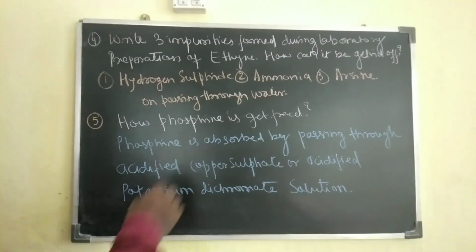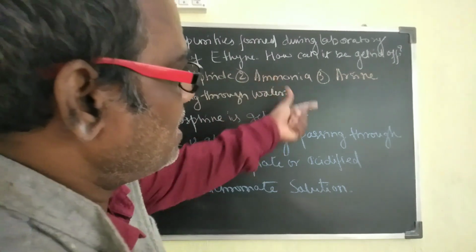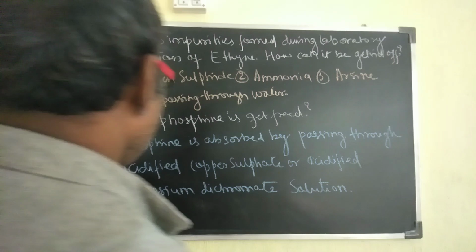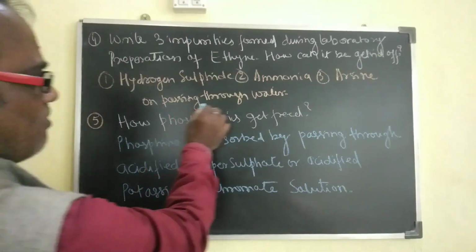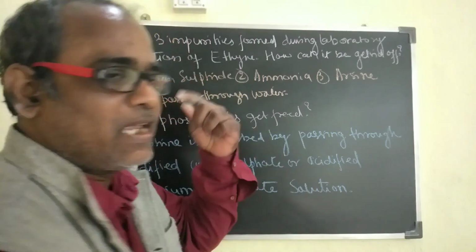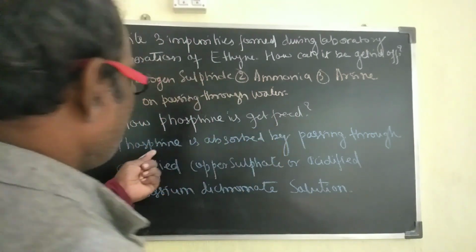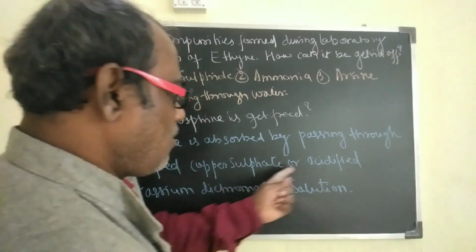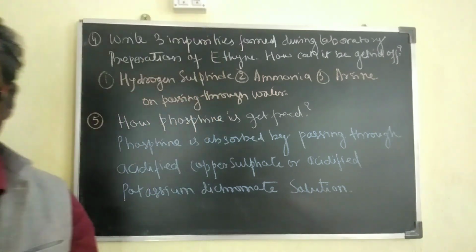During the laboratory preparation of ethyne, we get a lot of impurities, out of which hydrogen sulfide is there, ammonia is there, and arsine is there. Of course, phosphine is also there. But these 3 can be got rid of by passing through water, in which they get absorbed. Next, how is phosphine removed? The phosphine is absorbed by passing through acidified copper sulfate or acidified potassium dichromate solution.